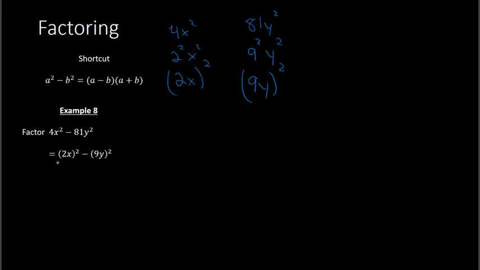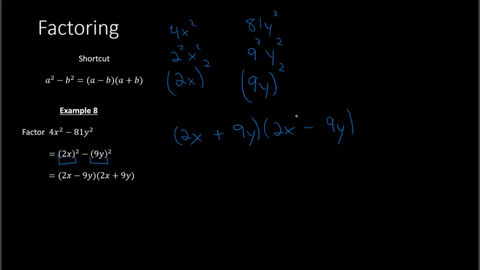So when I factor, the 2x is my a value and 9y is my b value. So the 2x would go there, and the 9y would go here and here. And then one is plus and one is minus. So that would be my factored form of the original expression.